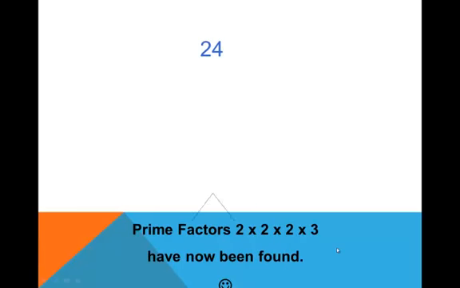So 24, you may have said that 2 multiplied by 12 is 24, which is acceptable as well. So 2 times 12 is 24. We can then break down 12 into 2 multiplied by 6, and then we can find the factors of 6 are 2 and 3. So our prime factors would be 2, 2, 2 and 3. So that was exactly the same as we found in the previous factor tree.